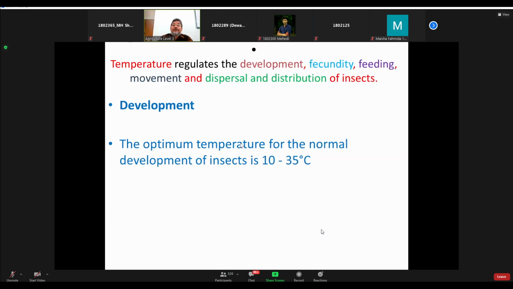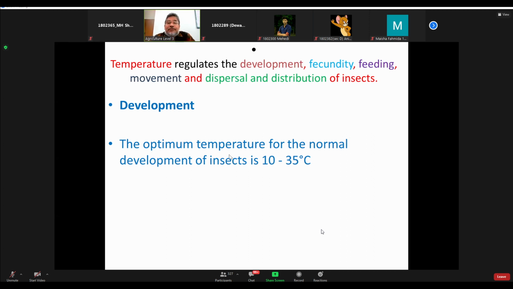Now, temperature, I told you, regulates development. It regulates the fecundity, feeding, movement, dispersal, and distribution of insects. You can see development, fecundity, feeding, movement, dispersal, and distribution are affected. That is due to the temperature. So we must know it.